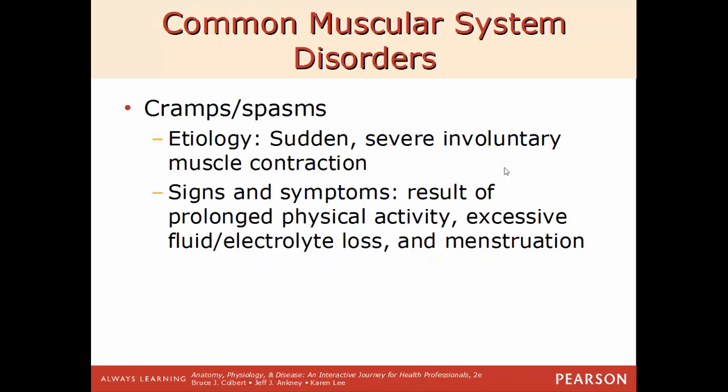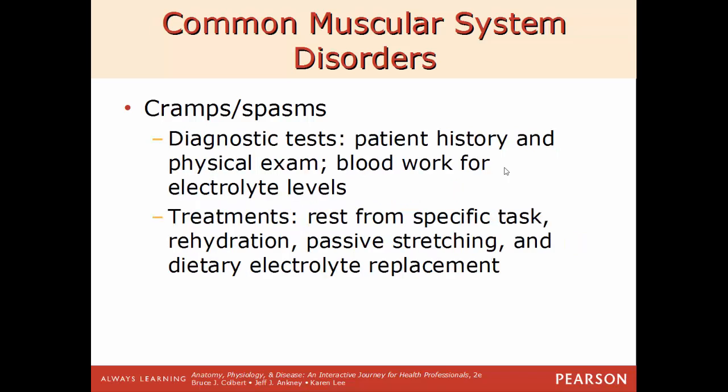Cramps and spasms. Etiology: a very sudden, very severe involuntary muscle contraction. It could be a result of prolonged physical activity. It could be due to high electrolyte loss or excessive fluid loss. Also, menstruation can cause cramps. Some diagnostic tests: patient history, physical exam, and blood work to check levels of various electrolytes.